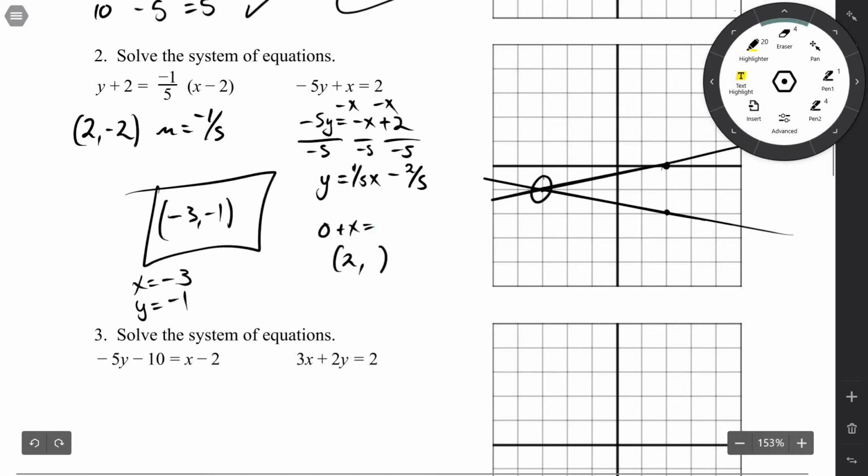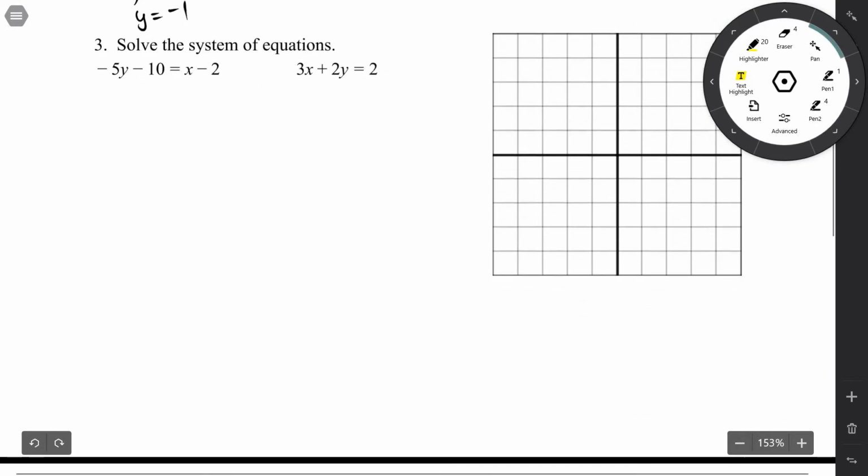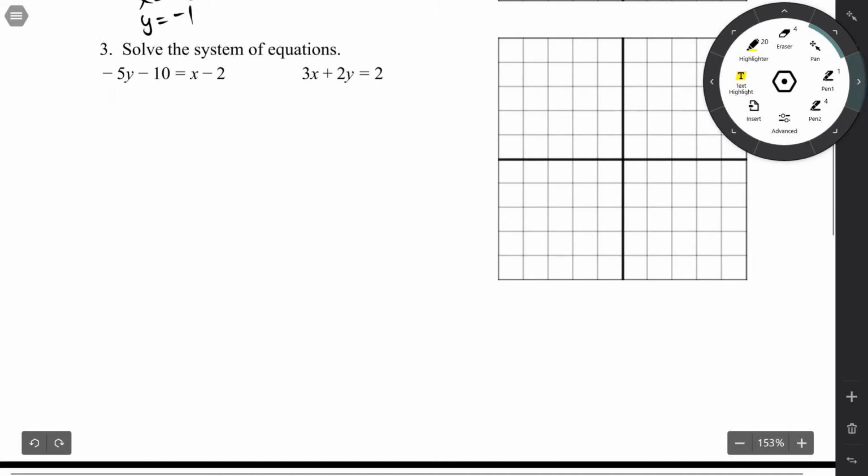All right. Oh, didn't mean to do that. Meant to scroll down. Here we go. All right. Another system of equations. Let's get this one into point slope form, or slope intercept form. I'm going to add 10 to both sides. So we get -5y equals x plus 8. Then we're going to be left in the same situation.